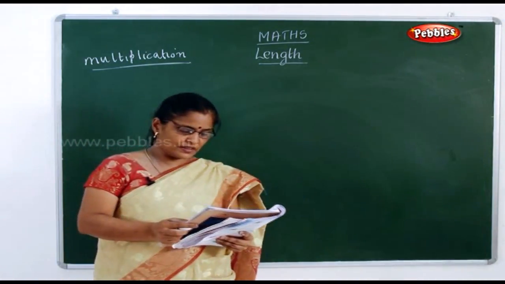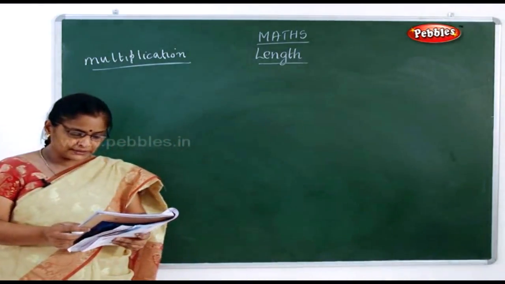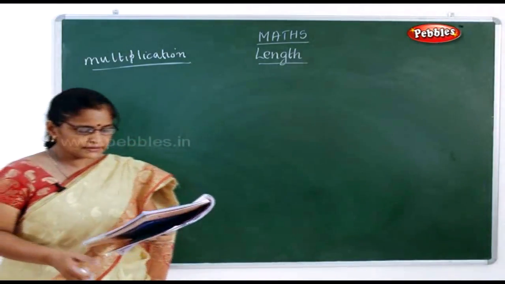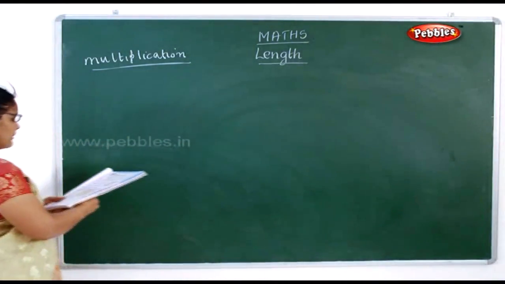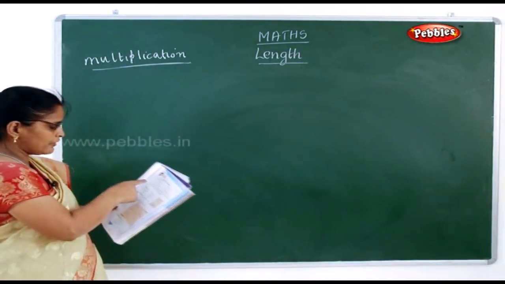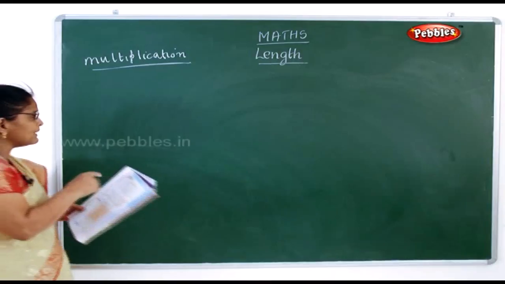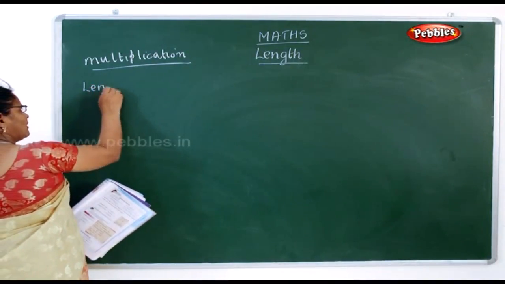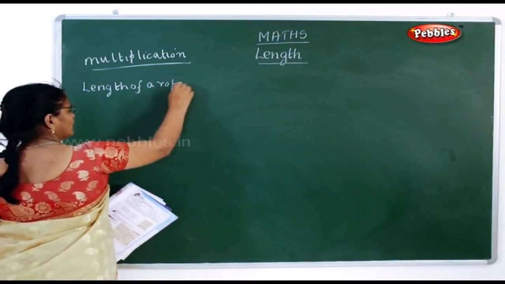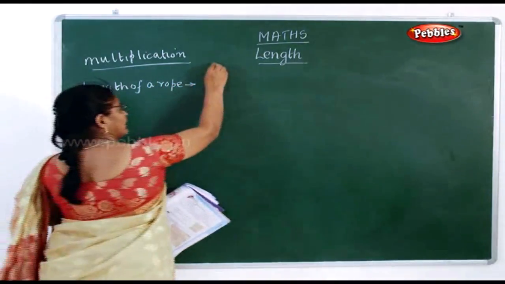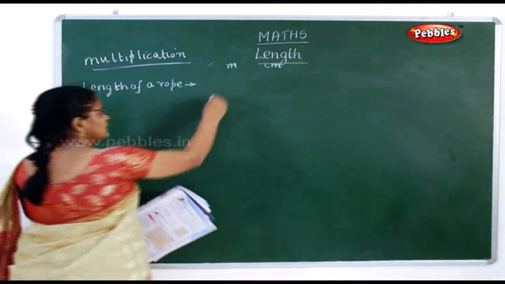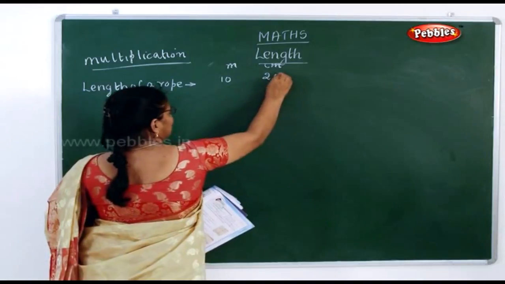Now what is the question they have asked? What will be the length of 6 such ropes? Now in statement problems you have to be very careful. You have to write this with the statements. What is the first line they have given? Bought a nylon rope. So you immediately have to write length of a rope. On the top, what will you write? Meter and centimeter. Now how many meters is it? 10 meter and 20 centimeter.